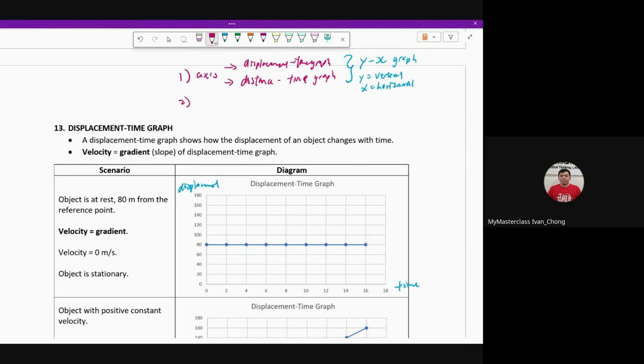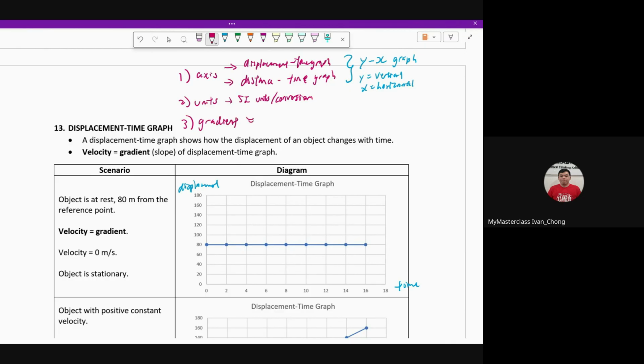Okay, so number two, you want to check your units. Are they all in SI units? Do I need to do any conversion for them?